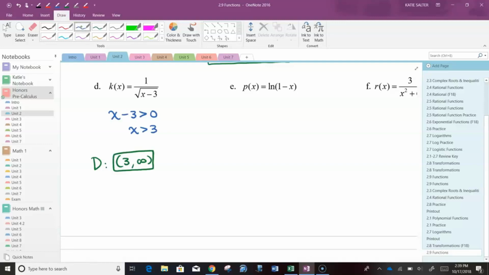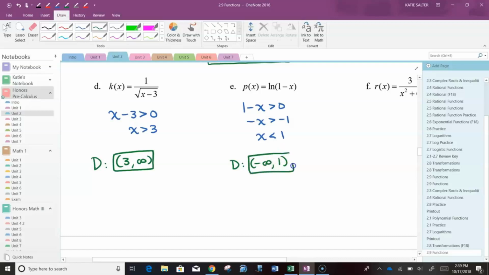For the next one, we have a logarithm, and we know that whatever's inside that logarithm has to be a positive real number. So we take what's inside the log, and we say that must be greater than 0. Again, it cannot equal 0 or be negative. Again, we have a linear inequality, so just solve it, subtract 1 from each side. We get negative x is greater than -1, multiply or divide each side by -1, therefore x is less than 1. Make sure when you do that you flip that symbol. So in this case, our domain is from negative infinity to 1.